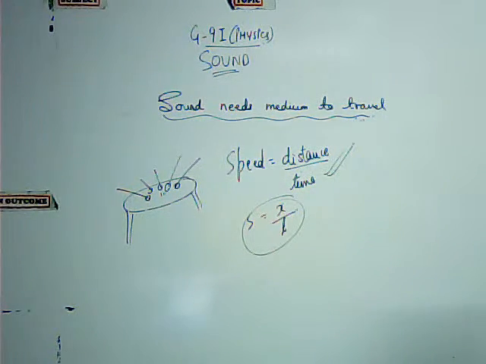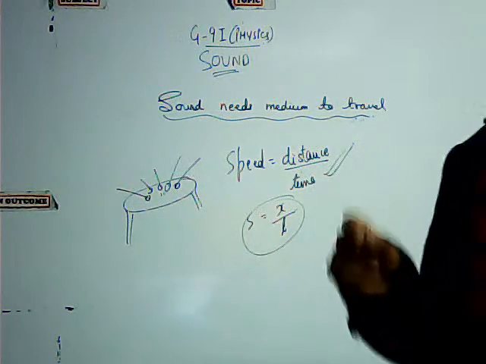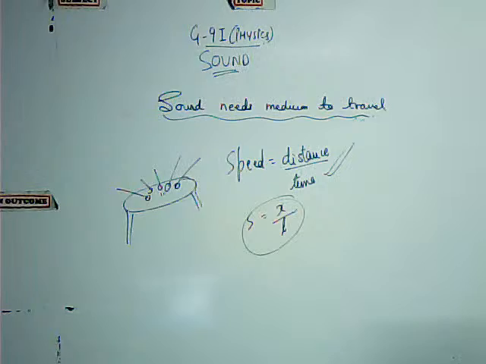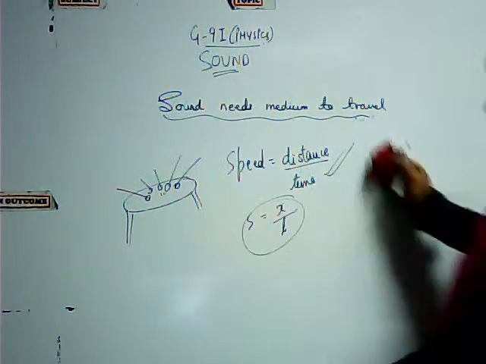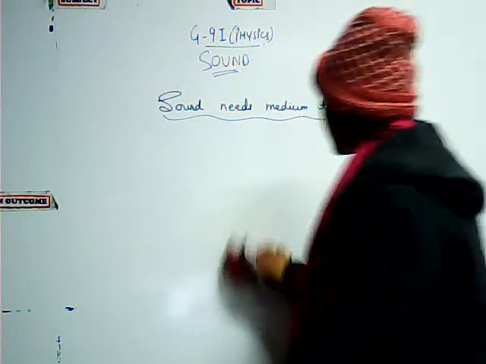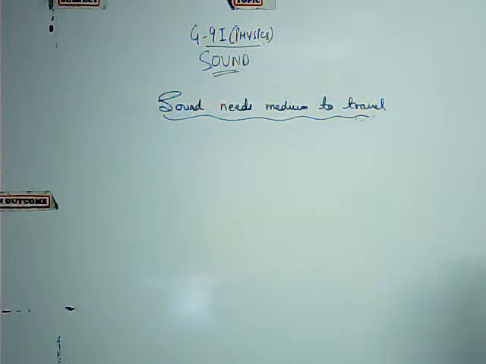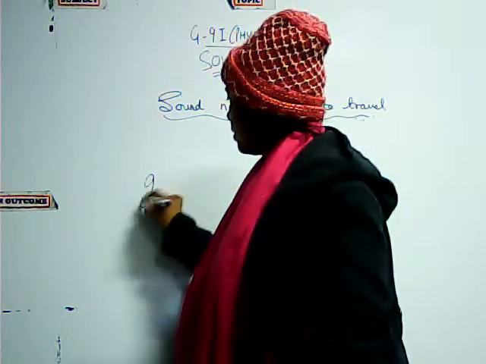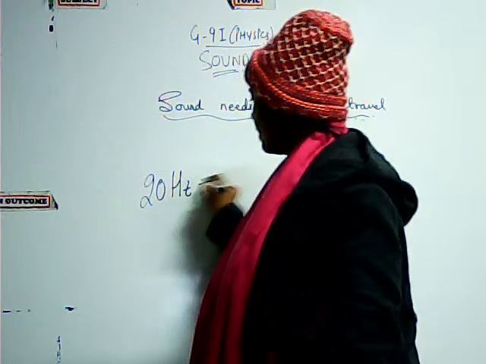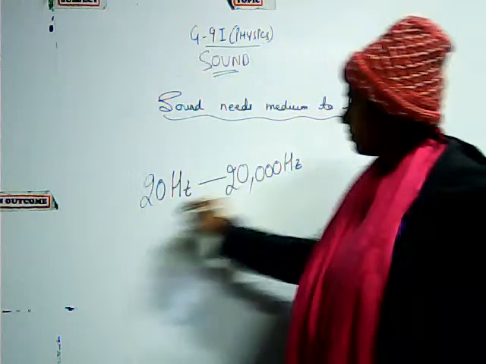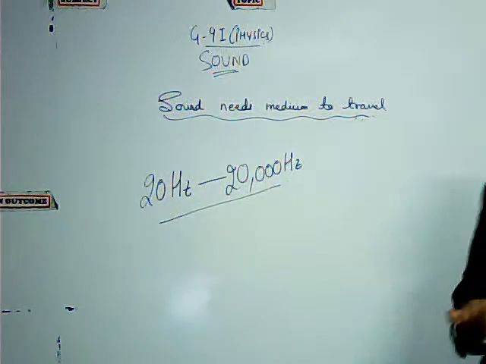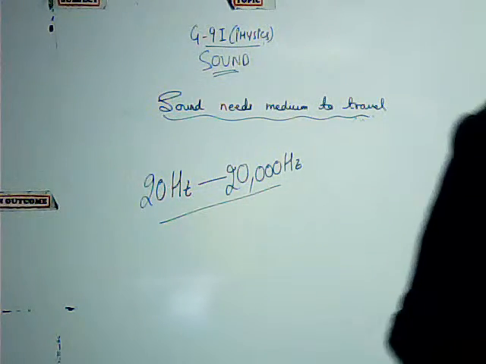Next is the range of hearing. That is what I have already told just now. The range of hearing for a normal person goes from 20 hertz till 20,000 hertz. From where to where? It goes from 20 hertz till 20,000 hertz. This is the normal range which a human is able to hear.